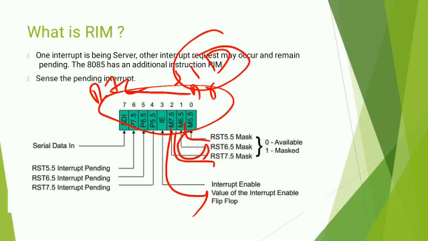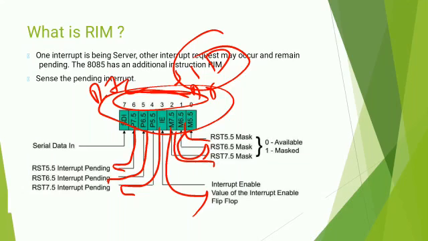Now bit D4, that is I7.5, RST 7.5 interrupt pending. Similarly bit D5, RST 6.5 interrupt pending. Similarly bit D6, RST 5.5 interrupt pending. Bit D7 is serial data in. Now let us talk about the meaning of bits D0 to D7.